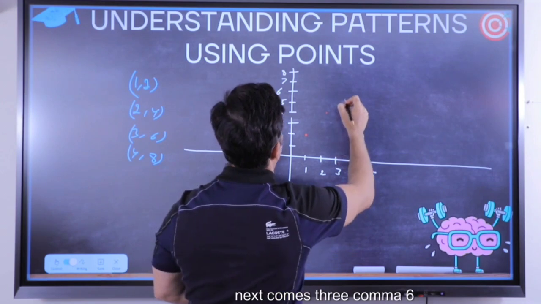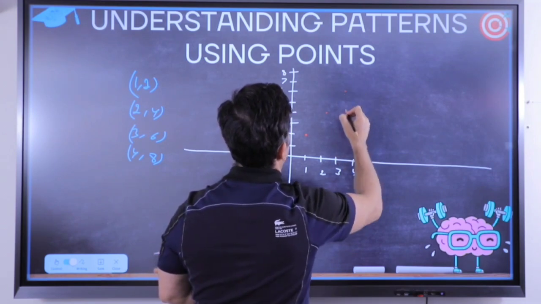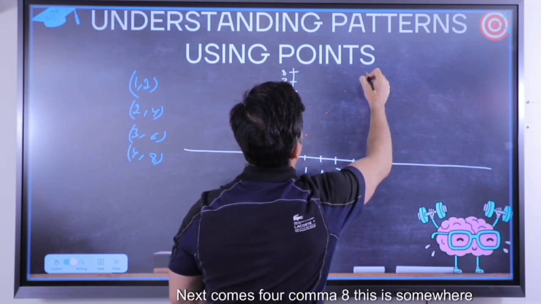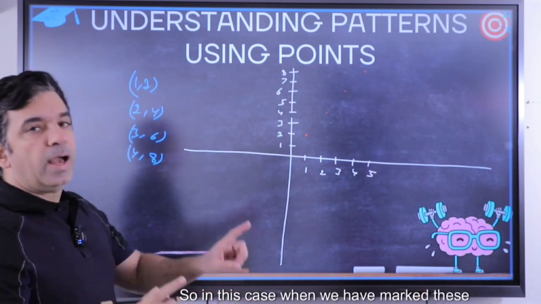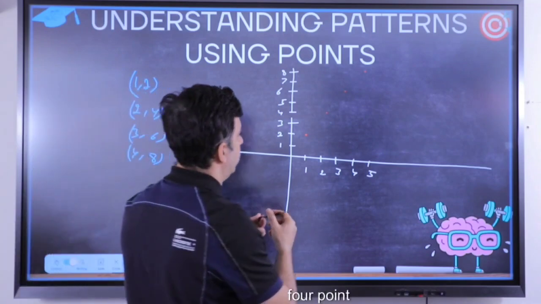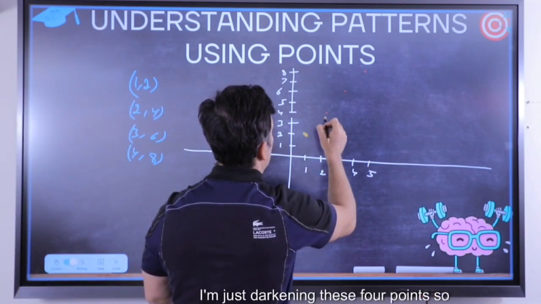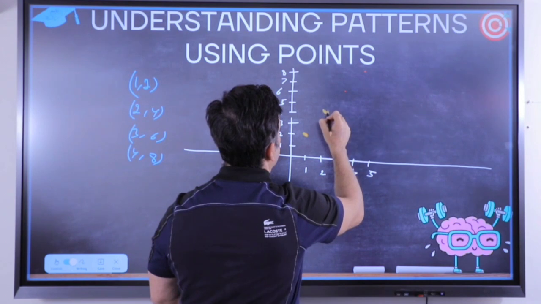Next comes 3 comma 6. It is somewhere over here. Next comes 4 comma 8. This is somewhere over here. So in this case, when we have marked these 4 points, I'm just darkening these 4 points so that you are able to see properly.